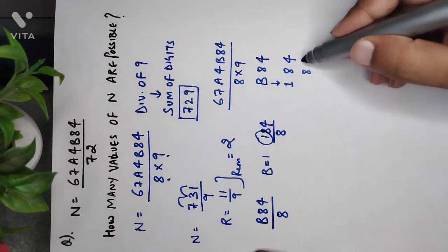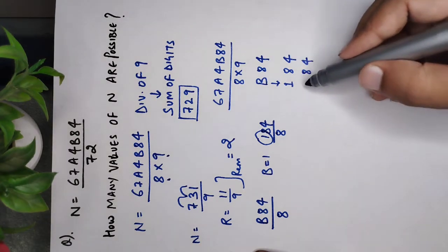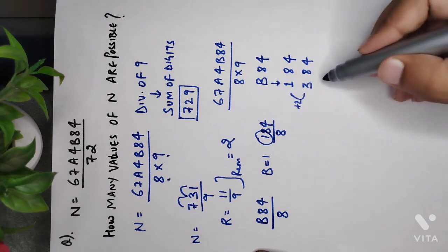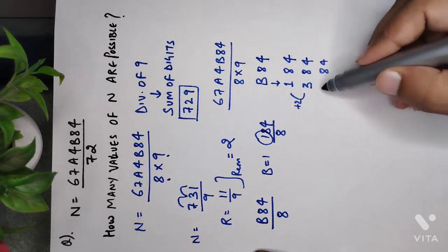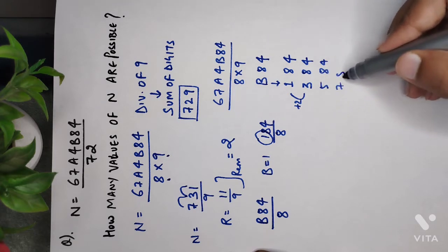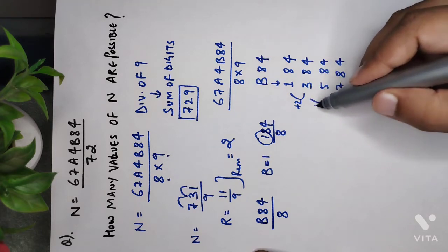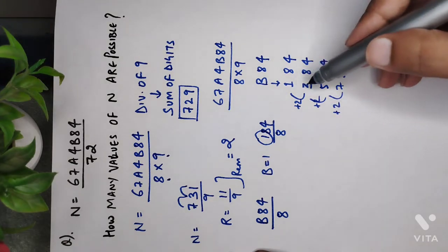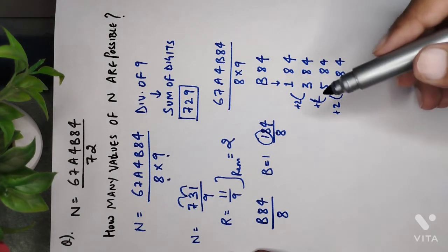Another number will be equal to 3, because this number increases by 2. Then another number will be equal to 5, and another number will be equal to 7. So these are the different values of b.